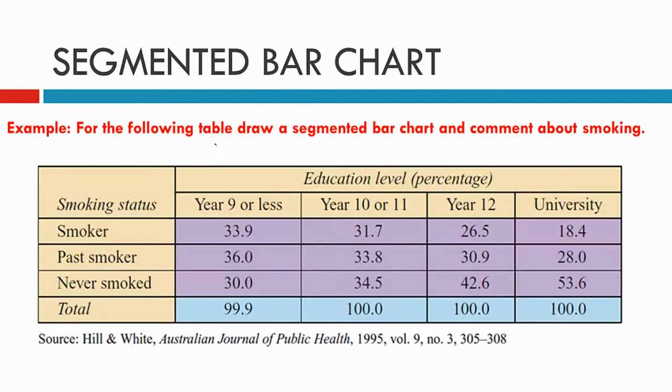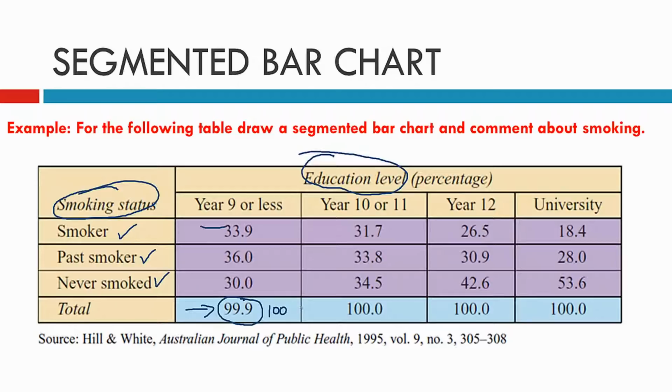The example says, for the following table, draw a segmented bar chart and comment about smoking. We've got different educational levels here, and I won't go through them all, I'm sure you can see them. And then we've got smoking status over here: smokers, past smoker, or never smoked. For year 9 or less, there's a total there of 99.9. Now I know it's not 100, but we say that it's close enough to 100.